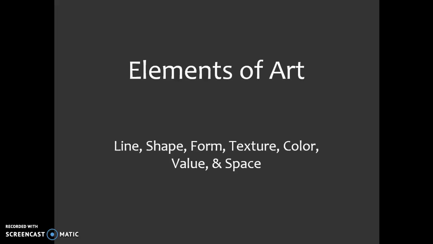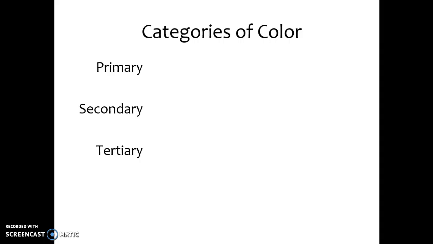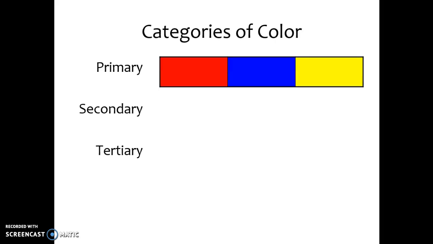Okay, we are going to be looking at the element of art today called color. There are three different categories of color: primary, secondary, and tertiary. The primary colors are the first level of colors that we will talk about. These colors include red, blue, and yellow.